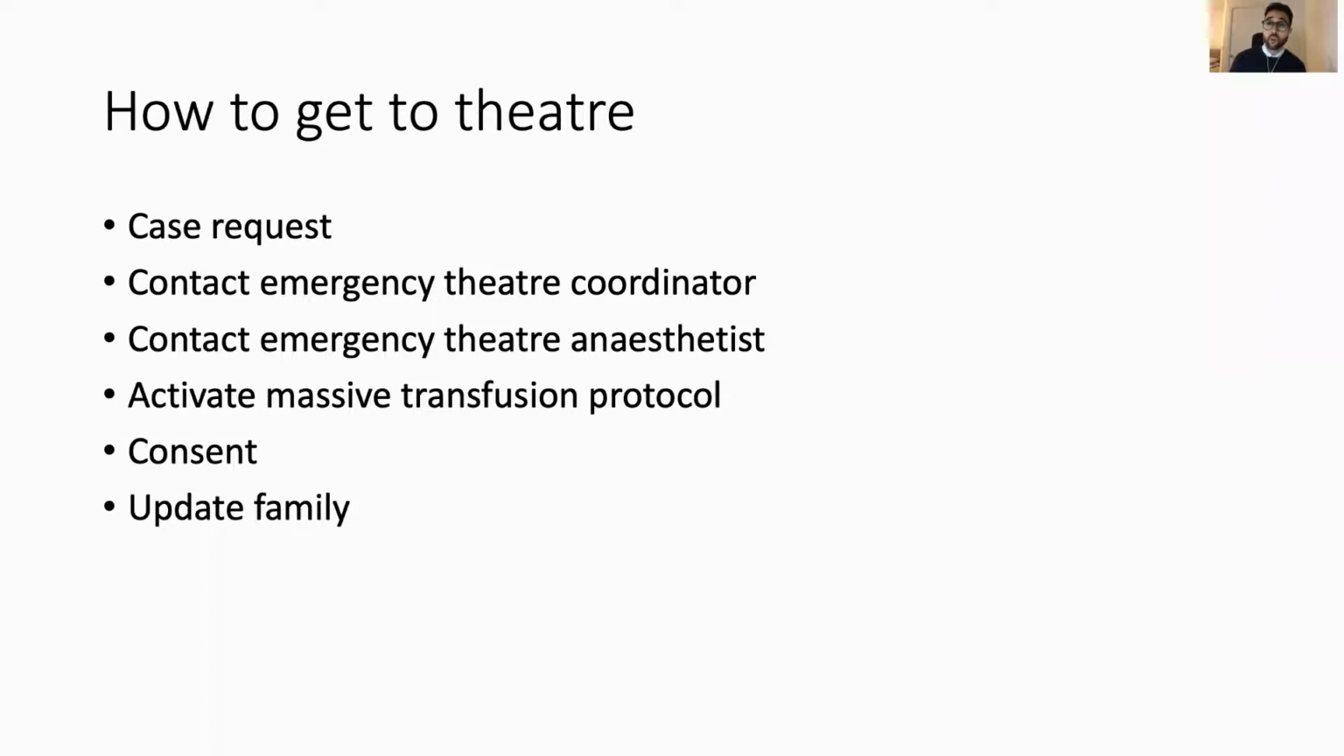You then want to contact the anaesthetist who is in charge of the emergency theatre, just to inform them of this patient so they can start making an assessment. The massive transfusion protocol should hopefully have already been activated for this patient. Somebody with appropriate skills needs to gain consent if the patient is with it. They can use a consent form 1. If the patient's deteriorating significantly, then a consent form 4. And it's also very important always to keep the family in the loop about what's going to happen.